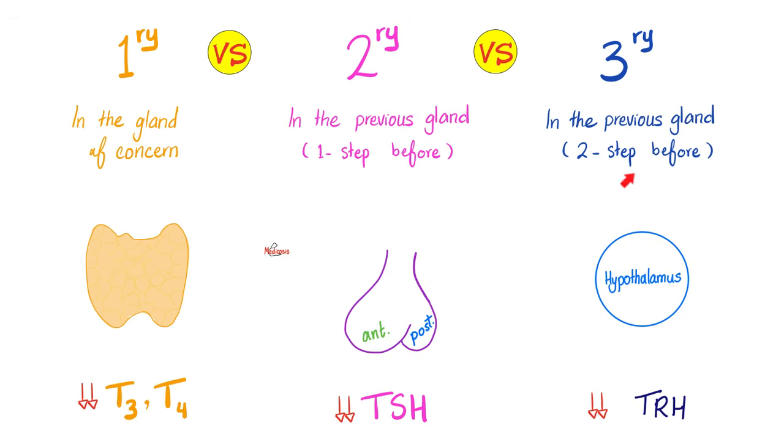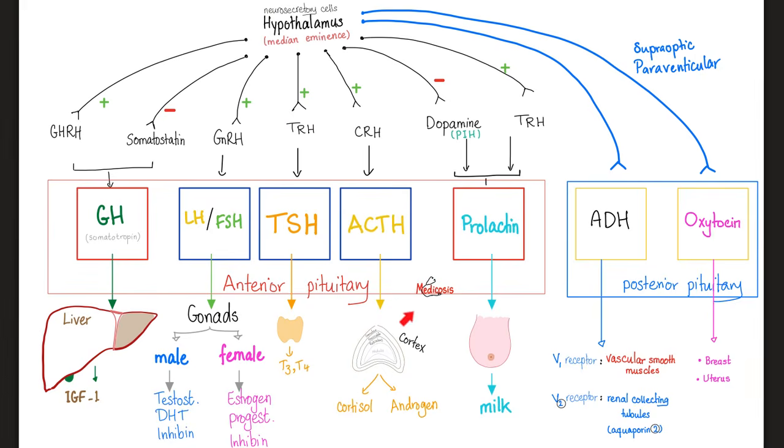We call this tertiary hypothyroidism, because if the hypothalamus doesn't make TRH, the anterior pituitary will not make TSH, and the thyroid will not make T3 and T4. The patient will suffer the symptoms of hypothyroidism. Now this is the most important slide in the entire lecture. It's going to help you answer lots of questions.